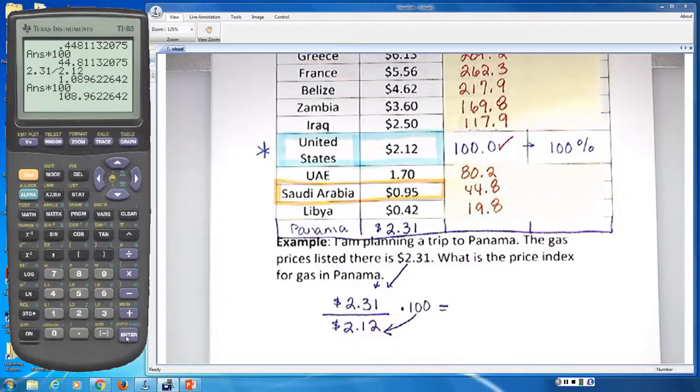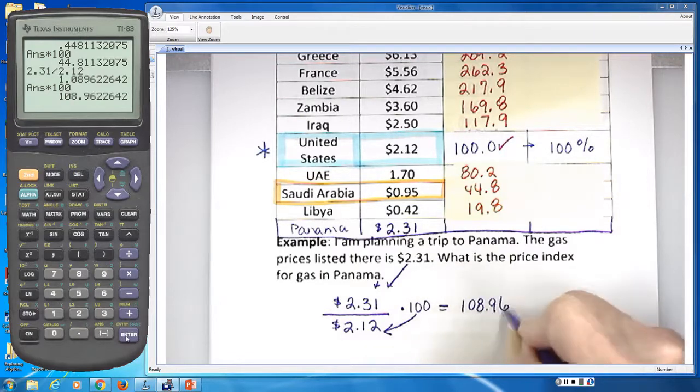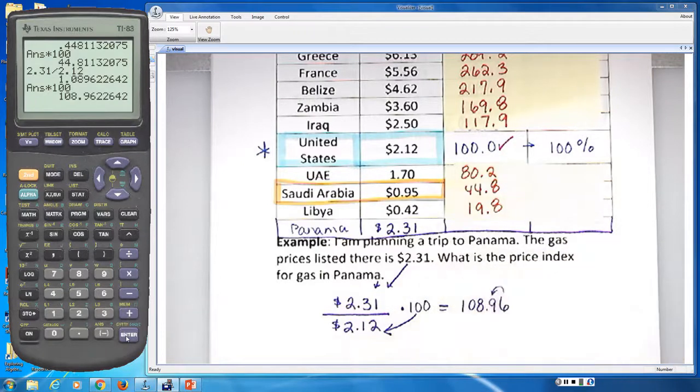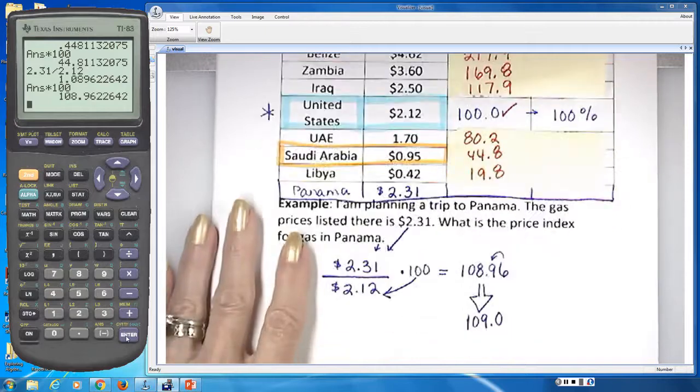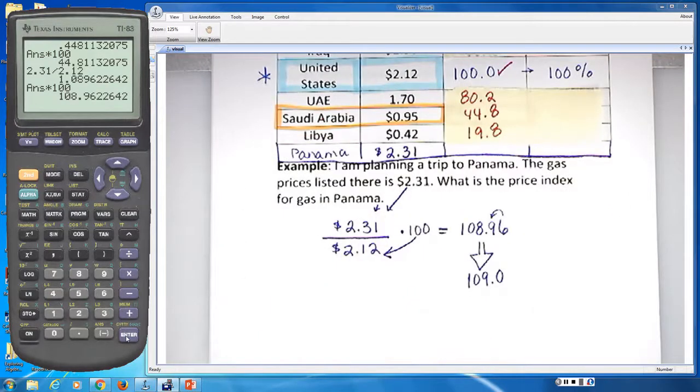And their gas price index is 108.96. And since that's 108.96, the 6 says that the 9 would round up to 10, and if the 9 rounds up to 10, then the actual index is going to be 109.0. Be careful with your rounding there. Okay?